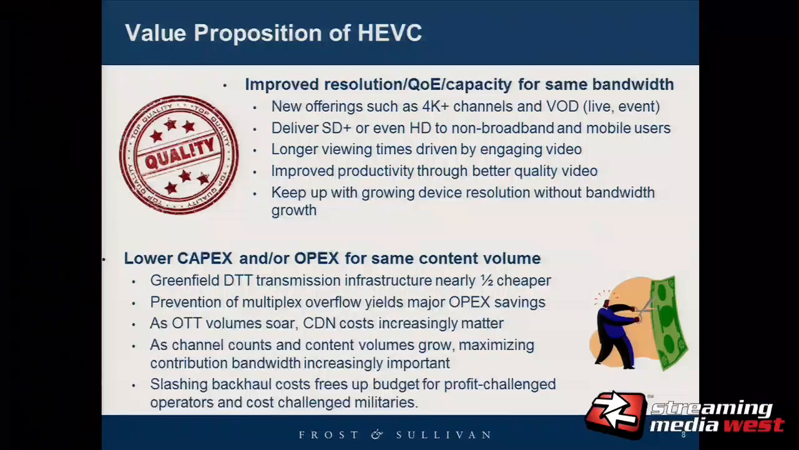There's also lower CapEx. If you're using half the bandwidth, your transmission costs are lower. If you don't have to overflow into another multiplex because you can fit more into your satellite, your existing contract, it's cheaper. OTT volumes are rising, CDN costs are rising. I see a lot of folks sort of nodding your heads. So it's the usual math. But at the end of the day, if you can slash your backhaul costs, that means you have cash freed up to do better things with R&D, to invest in your business, and those things are starting to matter.